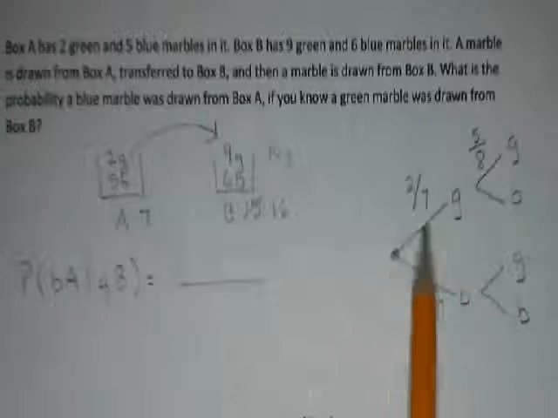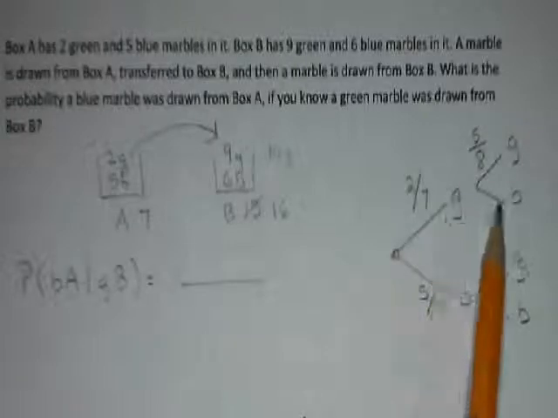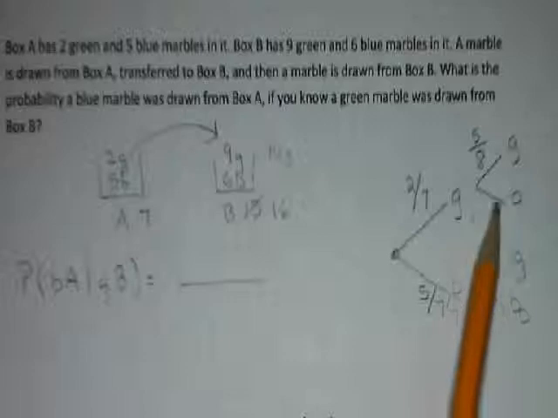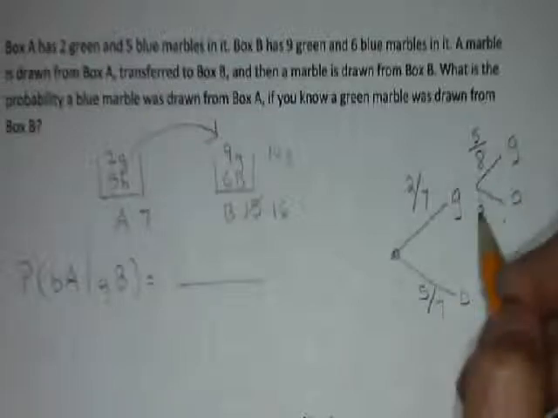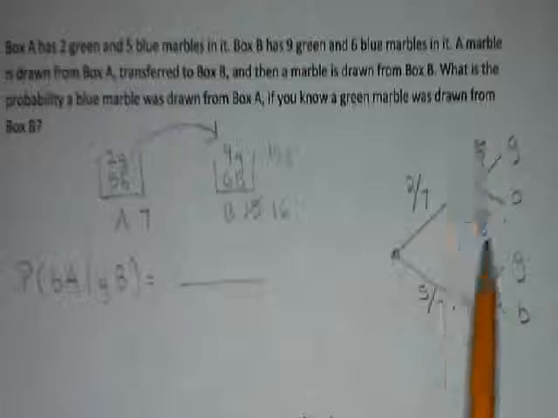If I draw a green out of box A and then transfer it to box B, the probability of getting a blue next is going to be 6 out of 16, which is 3/8. Notice again that these two fractions right here add up to 1.